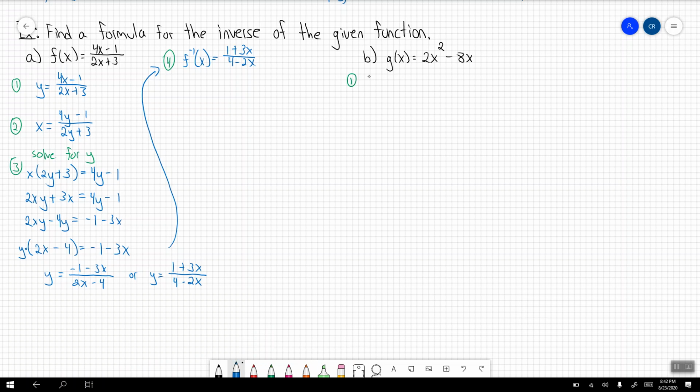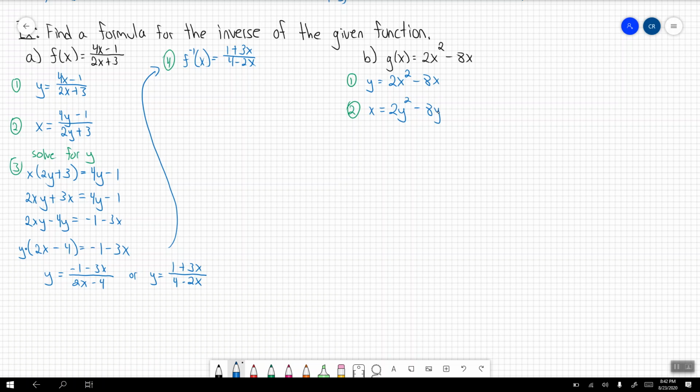Replace g of x with y. So y is equal to 2x squared minus 8x. Step number 2: replace every x with y and vice versa. So my equation now stands as x is equal to 2y squared minus 8y.